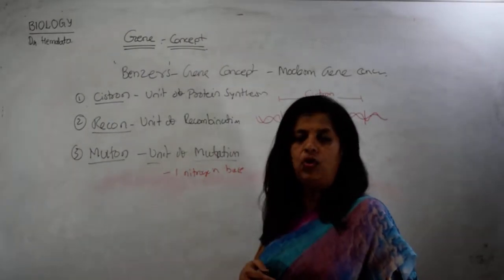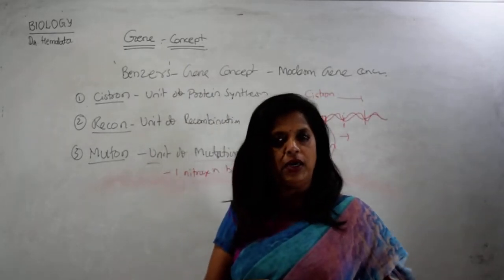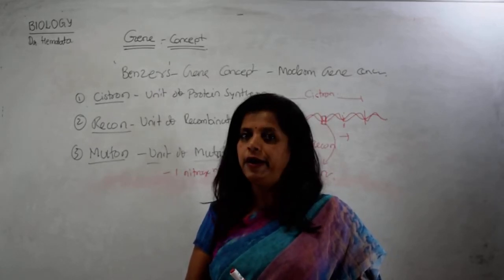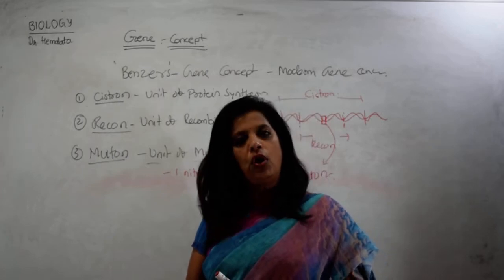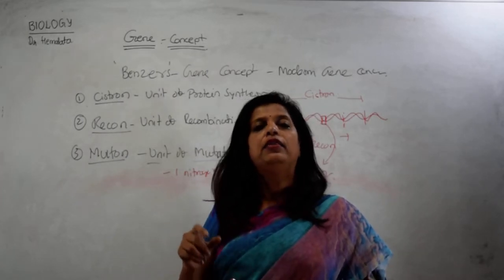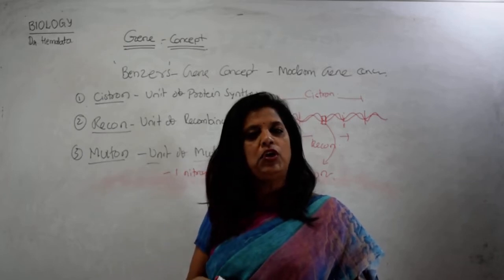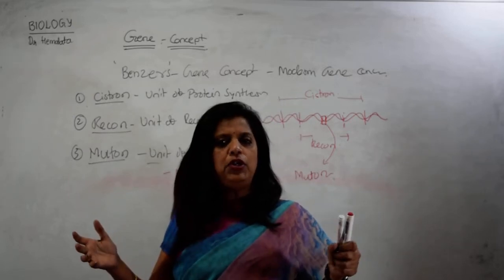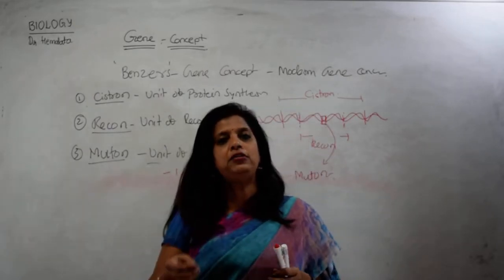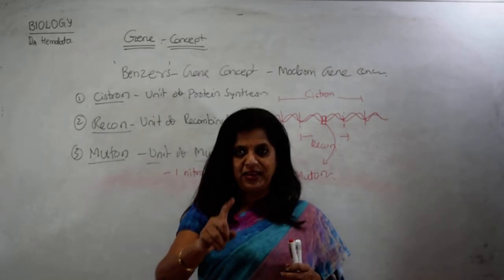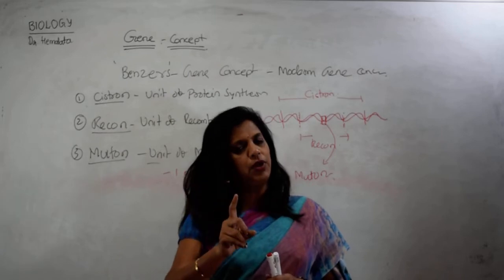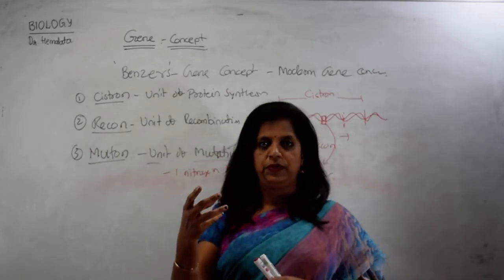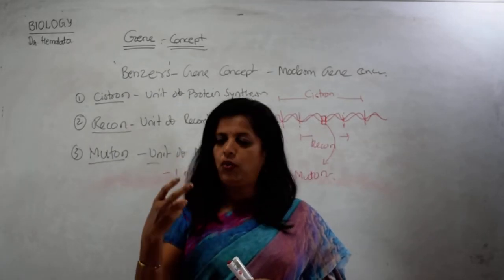I will give you an example. One example is sickle cell anemia, where a single nitrogen base changes, causing defective hemoglobin and defective RBC. Therefore, muton is the unit of DNA that can bring about mutation. What is mutation? The sudden heritable change. And how big is the mutated unit of DNA? It can be as small as one nitrogen base. It may be a whole gene, or one nitrogen base, also bringing about mutation. Therefore, a gene can be expressed in three terms: cistron, recon, and muton.